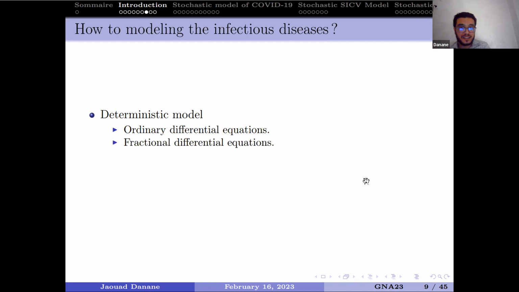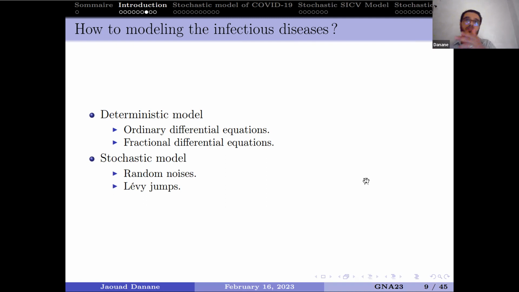One can take the memory of the infection by introducing the fractional derivative. And now we will try the fractional differential equation, in order to take the memory of the infection. Or we can try the stochastic model by using the random noise or the Lévy jump, or both the random noise and the Lévy jump. Random noise is when the perturbation almost surely converges to a normal law. But the Lévy jump is a process used when we want to model an abrupt event.